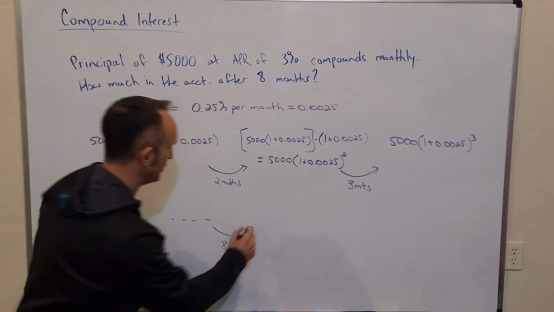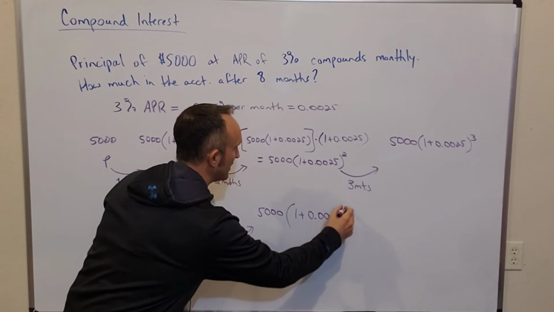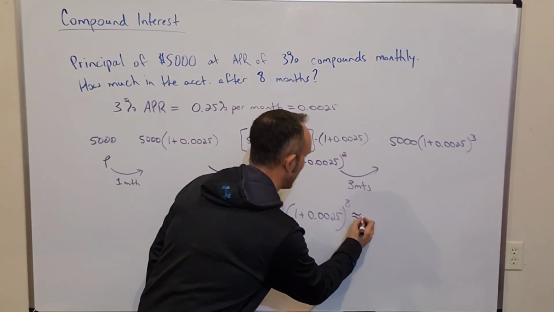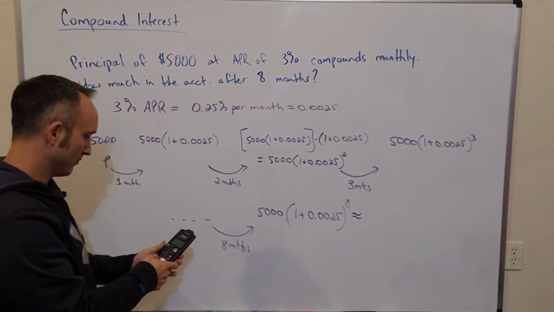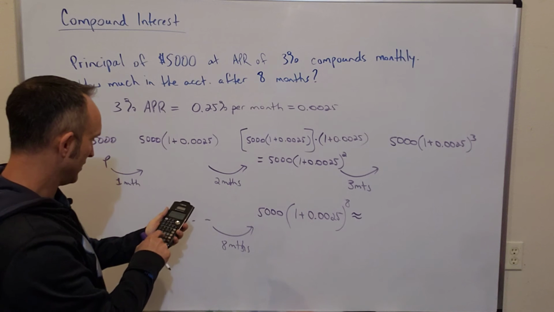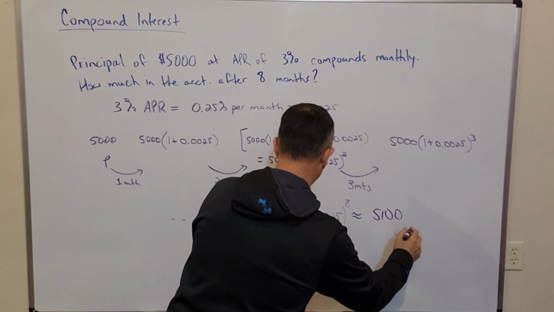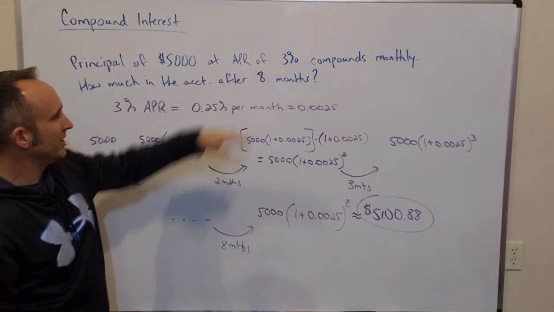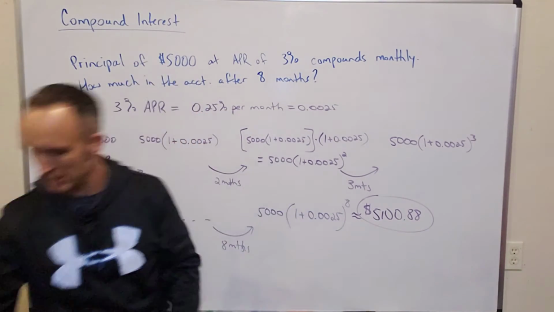you would get your principal times 1 plus your adjusted interest rate 8 times, because it would have compounded 8 times after 8 months. And now you can put this into your calculator all at once rather than calculating all the individual months in between. And this to the 8th power. It looks like we get about $5,100.88. So if it compounds at 3% per year, but it compounds monthly for 8 months, this is how much you would expect to have in the account after those 8 months.